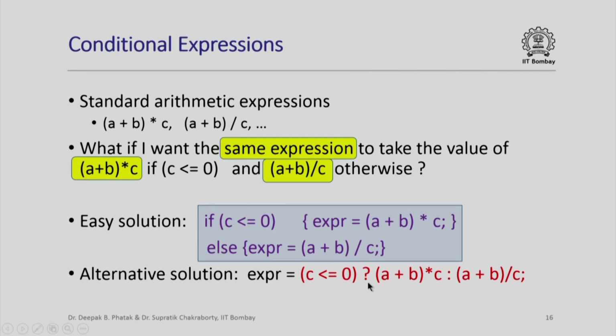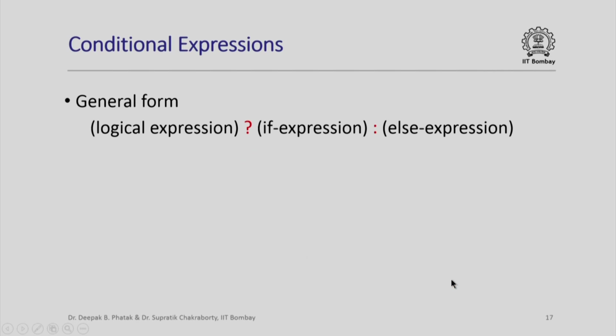A conditional expression has 3 parts. The first part is a condition followed by a question mark, just like what we had in the if condition. The second part is an expression that would appear in the true branch of the if else statement, and the third part is the expression as it would appear in the else branch of the if else statement. And these 2 expressions, the one that appears in the true branch and in the false branch, are separated by a colon. Now in general, conditional expressions look like this.